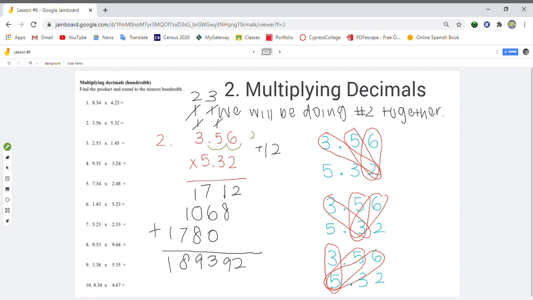So let's write the number 2 over here. And then let's look at the second number. And we see that the decimal is placed 2 away again. And we'll write the 2 over here.